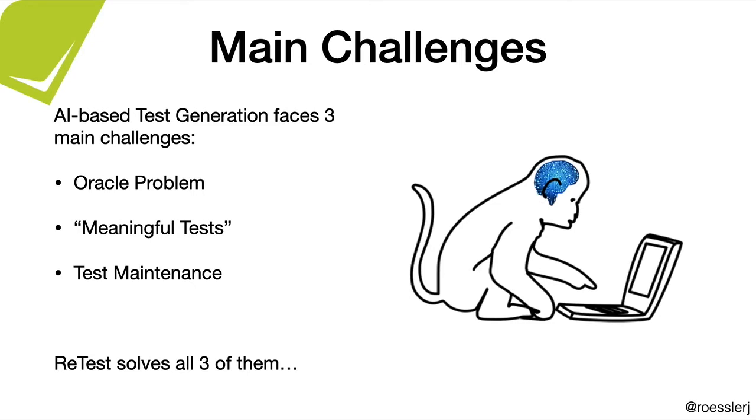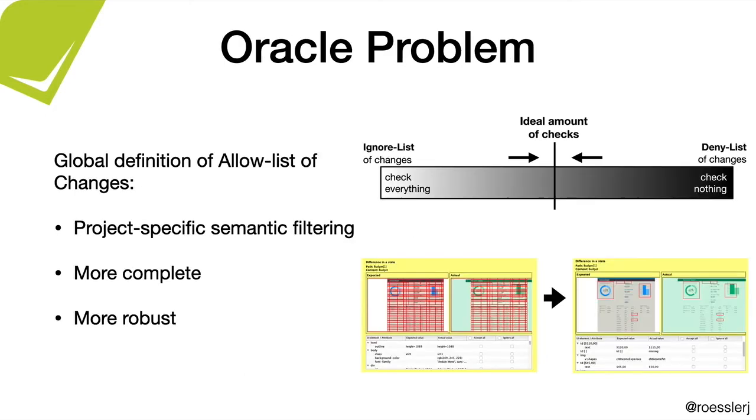So let's see how ReTest addresses all three of those challenges. First of all, the Oracle problem, the main problem of test generation. So how do you know that there is a problem when you see it? Well, we do so by defining an allow list or an ignore list of changes, meaning that you can on a global level define semantically what you care about and what you don't care about. And whenever that changes, you get notified.